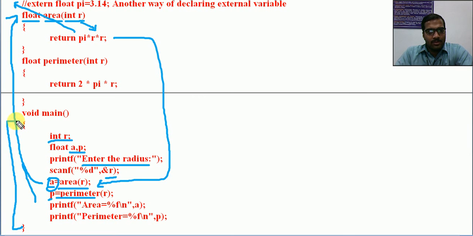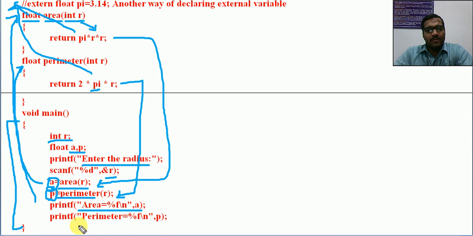Then it is calling perimeter. It will go to this function. It will receive that parameter radius. It will return 2 into pi into R. So here also we are using pi, which is not declared here. From where are we getting this pi? Pi is there in the global section. That is already declared, and that is initialized also. So we will be getting the value 3.14 here. It will calculate 2 pi r and return the value back to the caller, and that is assigned to the variable P. Then we are simply printing the area and perimeter using the variables A and P.